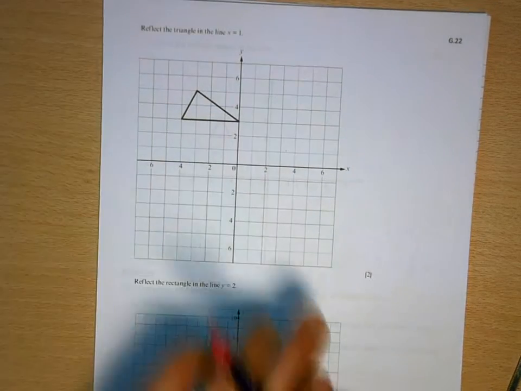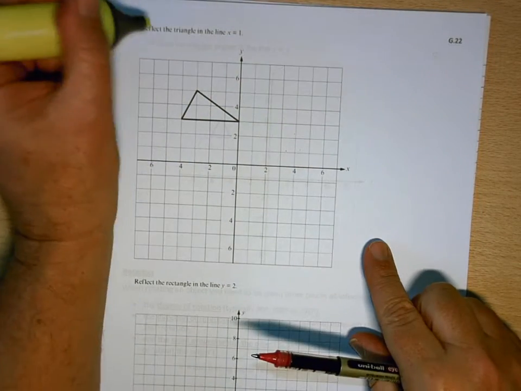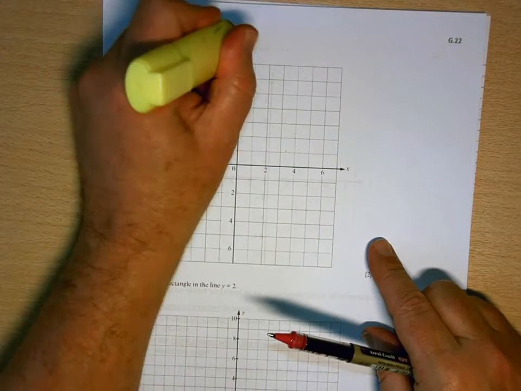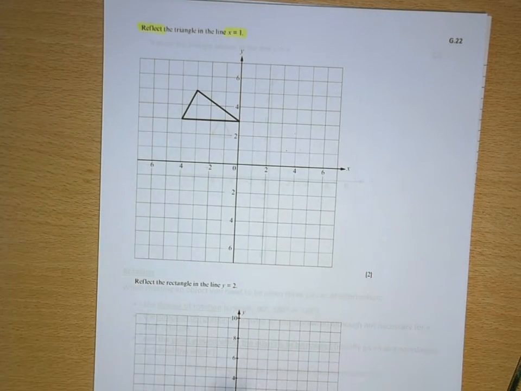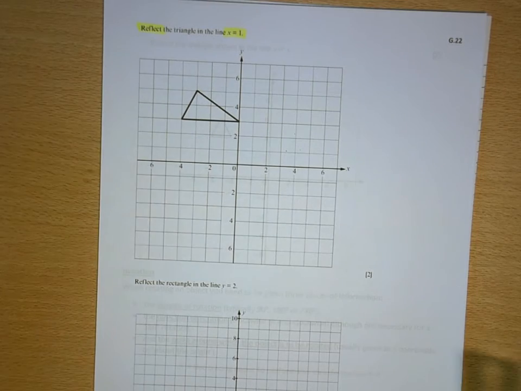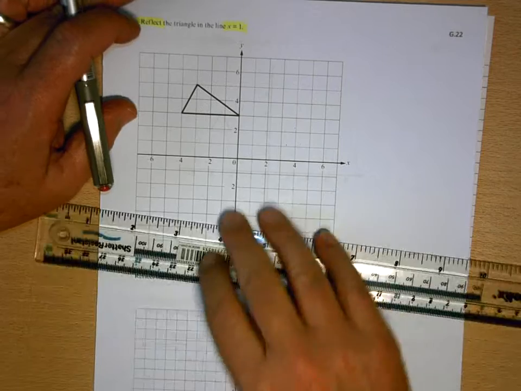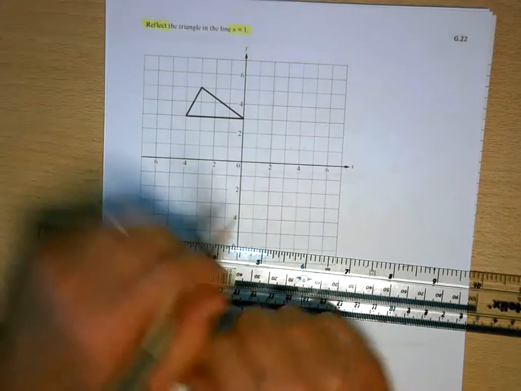So the first one, reflect. Okay, so if they're asking me to reflect, they also need to tell me where the mirror is going. The mirror is going on the line x equals 1. So the first mark here is for drawing your mirror line in the right place. x equals 1. There's the x coordinate 1.